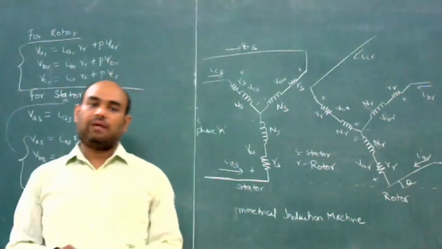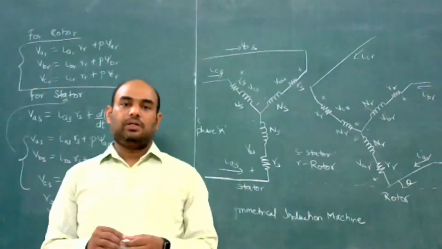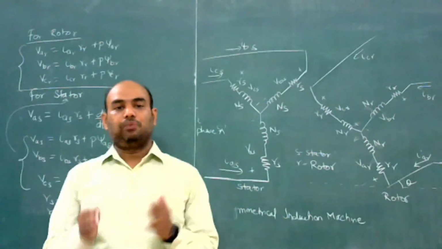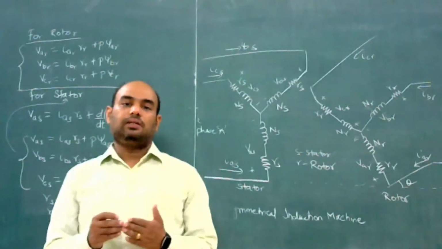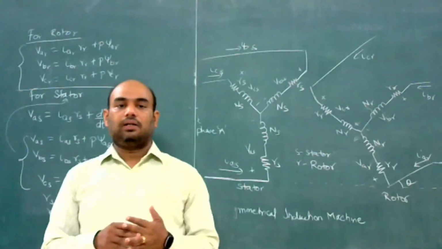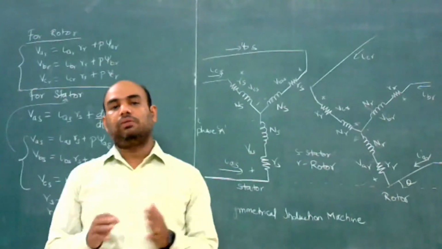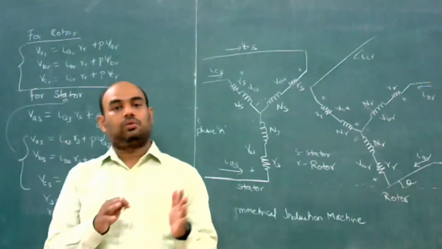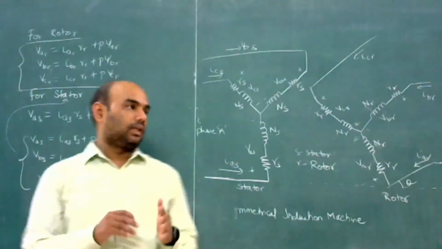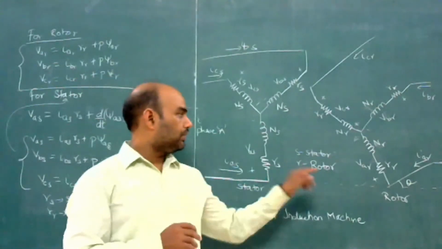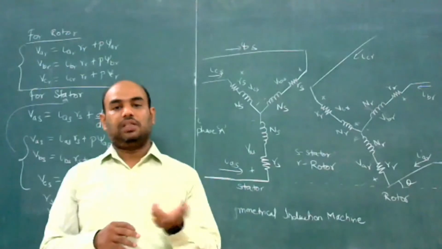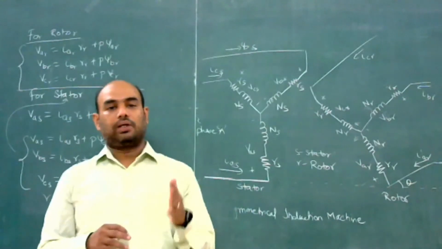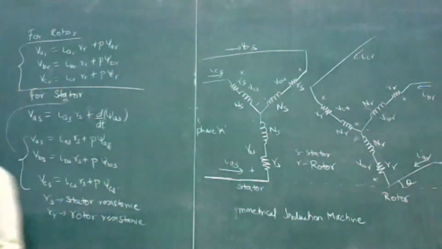Okay, so we have got 6 windings, and they will have their own self-inductance and mutual inductance with respect to each and every winding. Only the mutual inductance between the stator and rotor phases changes as the rotor rotates, as they are a function of theta. So the mutual flux of stator and rotor will change with the movement of the rotor, as it depends on the rotor angle theta.